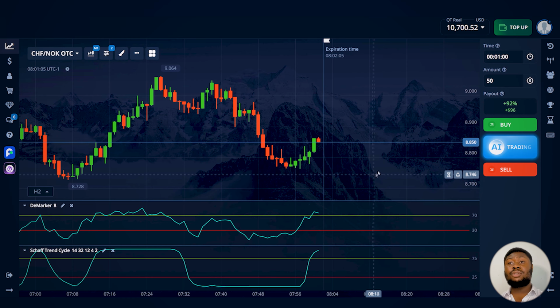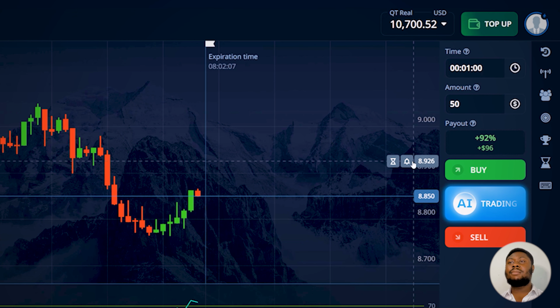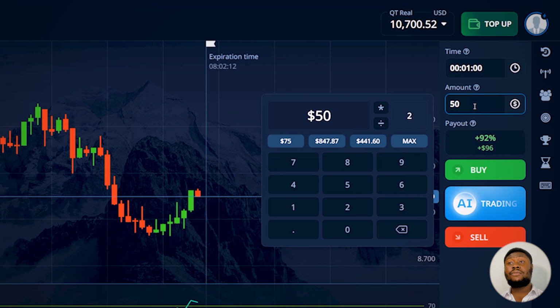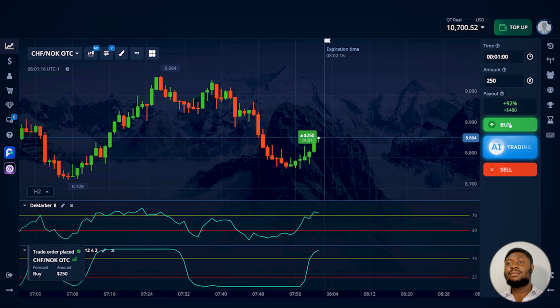I found the first suitable situation. I'll leave the trade time at 1 minute. I'll start with an amount of $250. My forecast is that the price will rise. It's time to open a trade.